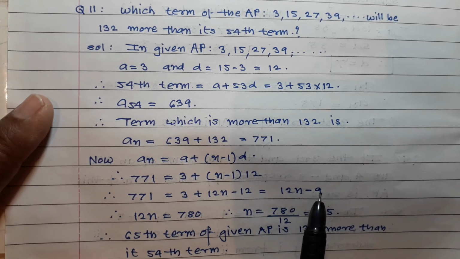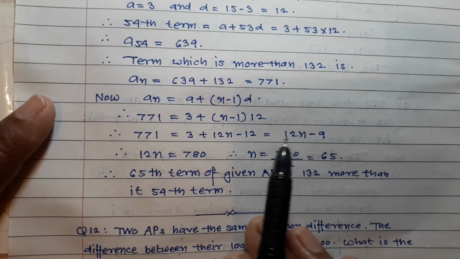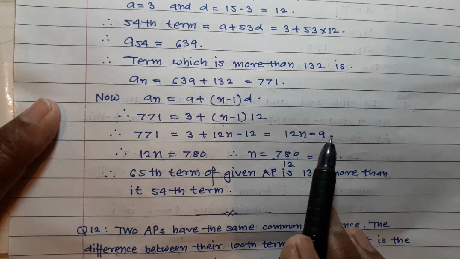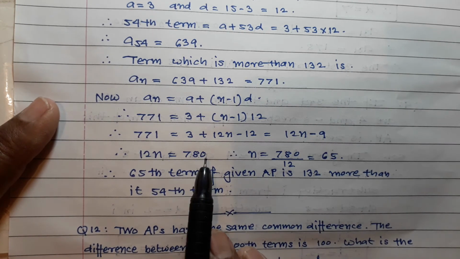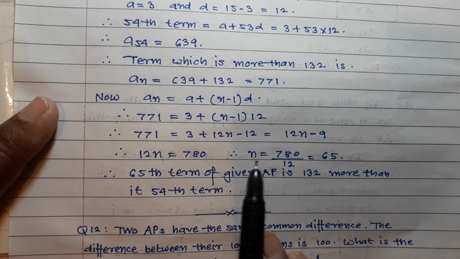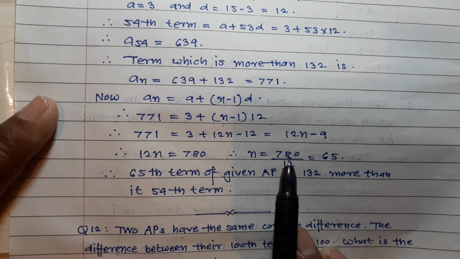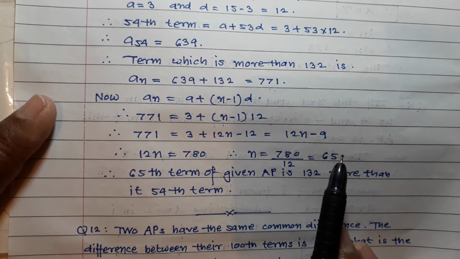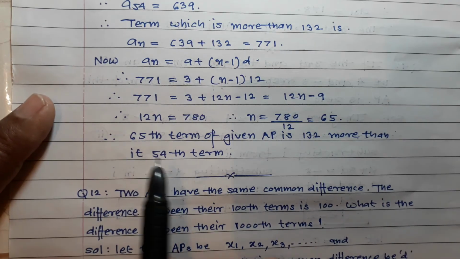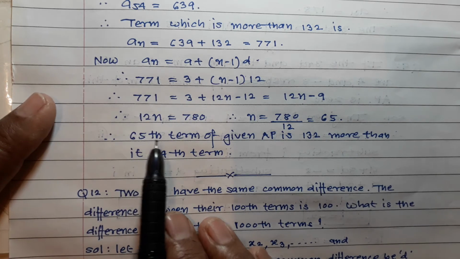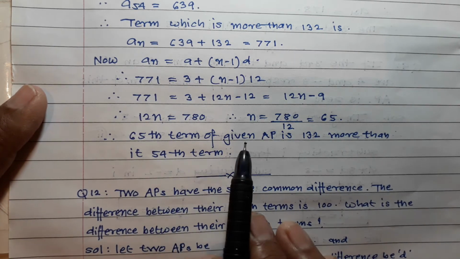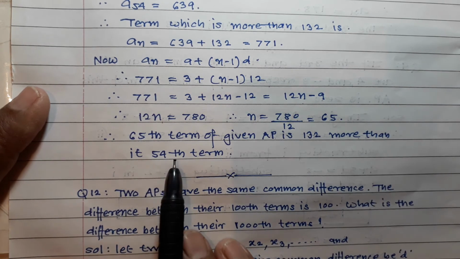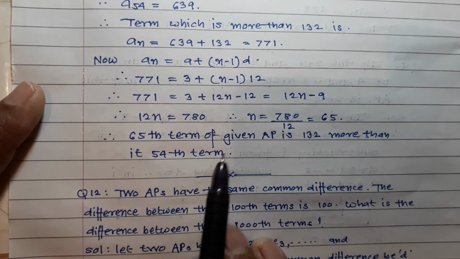And therefore 12n is equal to 771 plus 9, that is 780, and therefore n is equal to 780 upon 12, which is 65, and hence the 65th term of the given AP is 132 more than its 54th term.